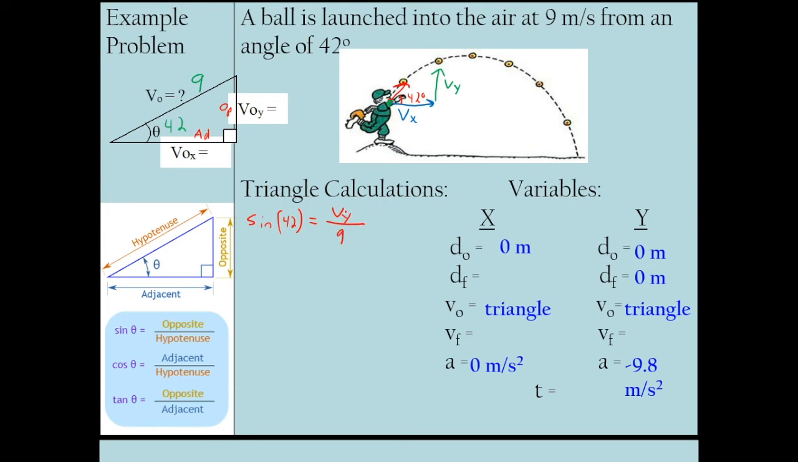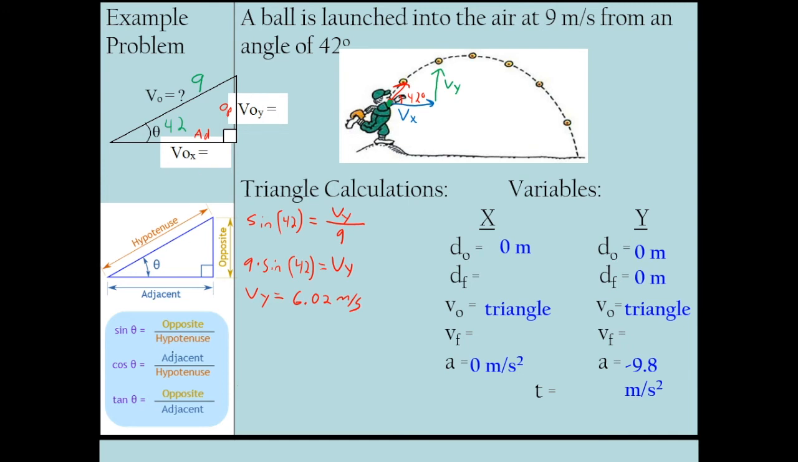In order for me to solve for the velocity in the y direction, I need to multiply my 9 over. So I get 9 times sine of 42 is equal to Vy. Go ahead and solve, and I find out that Vy should be equal to 6.02 meters per second.